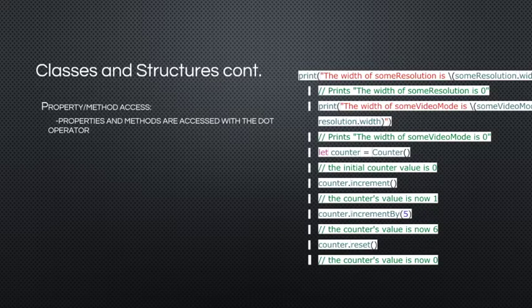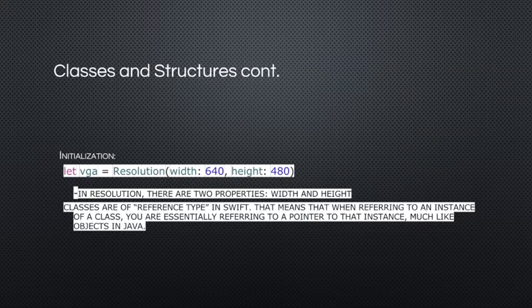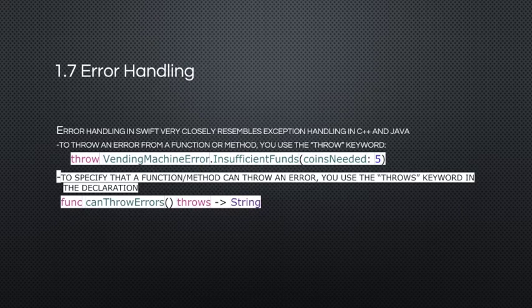So you just access methods and properties how you would in other languages as well with the dot operator. Really not much to say there either. It's really intuitive. That's another example of instantiation with initialization. And okay, we're going to move on to error handling.